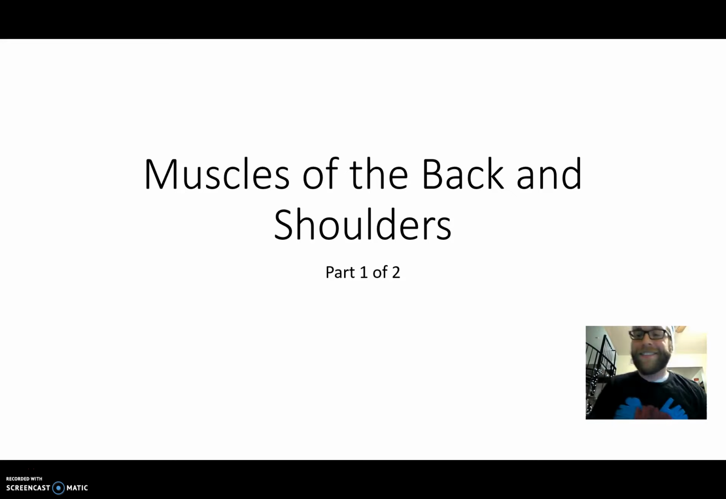All right, ladies and gents, let's start talking about the muscles of the back and the shoulders. The muscles that we're going to be discussing in this part of the video series are the dorsal muscles on your cat, as well as the posterior muscles of the back in a human. We're going to start up here in the shoulder region and work our way downward.